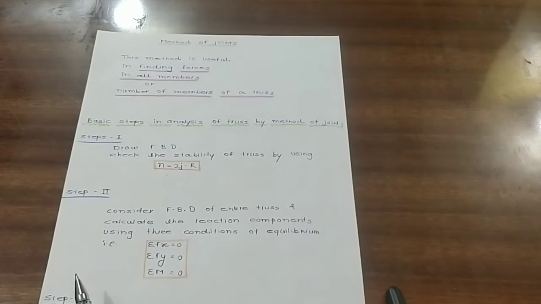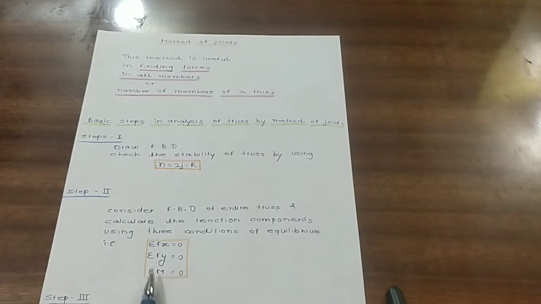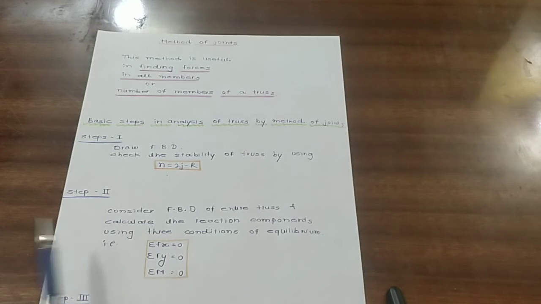Then second step, consider free body diagram of entire truss and calculate the reaction components using three conditions of equilibrium, that is summation of Fx is equal to 0, summation of Fy is equal to 0, then summation of M is equal to 0. Means you have to find reactions by using these equilibrium conditions. That is step number 2.